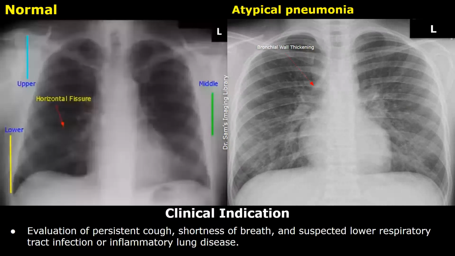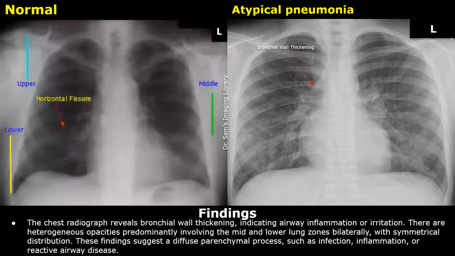This is a case of atypical pneumonia. Clinical indication: evaluation of persistent cough, shortness of breath, and suspected lower respiratory tract infection or inflammatory lung disease. Findings: the chest radiograph reveals bronchial wall thickening, indicating airway inflammation or irritation.